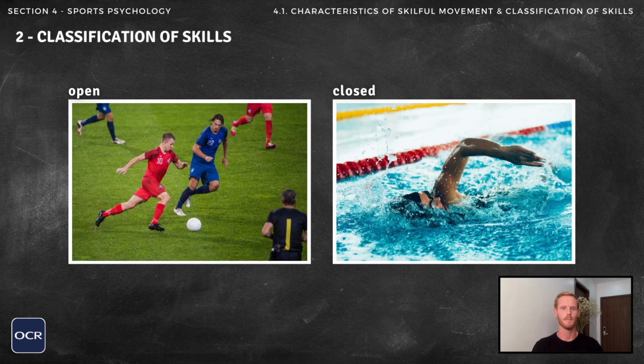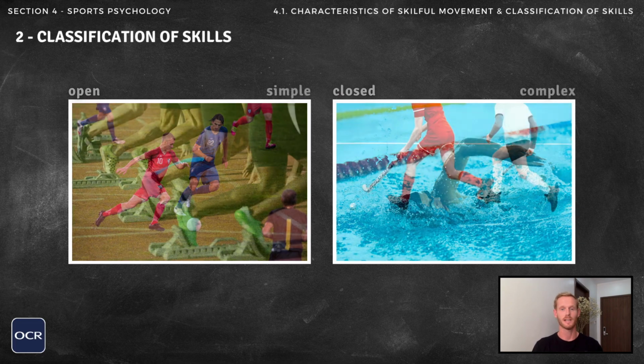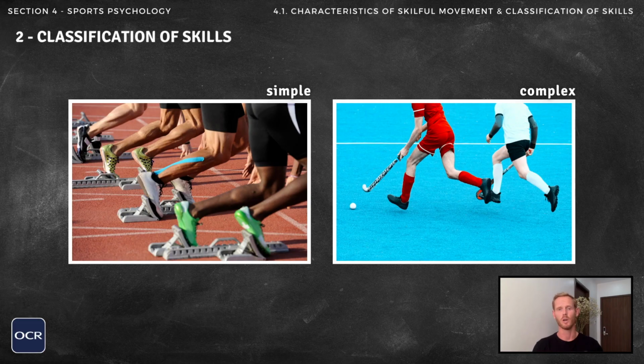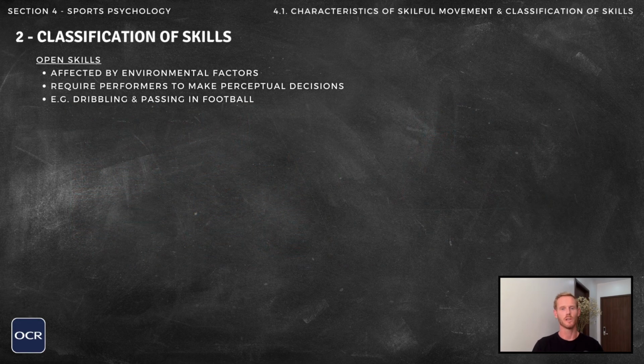Classifying skills is important as it helps us to understand how a skill can most effectively be learned or taught. Skills can be classified as open or closed and simple or complex. So open skills are those that are affected by the surrounding environment and require performers to make perceptual decisions. Environmental factors include the weather, pitch conditions, and the actions of opponents and teammates.